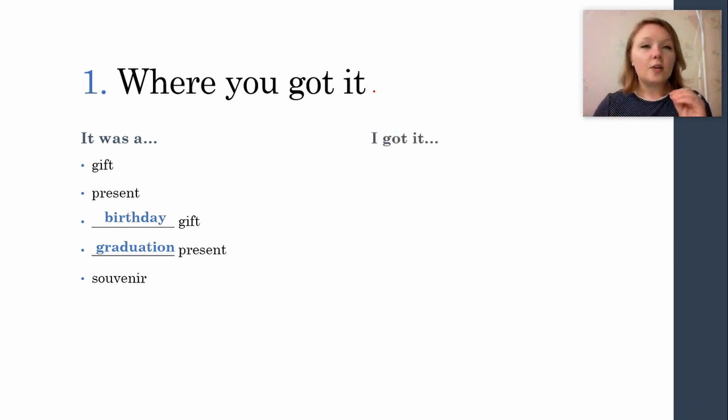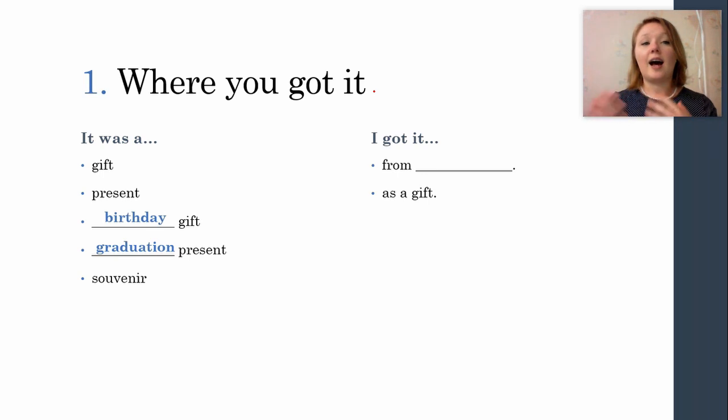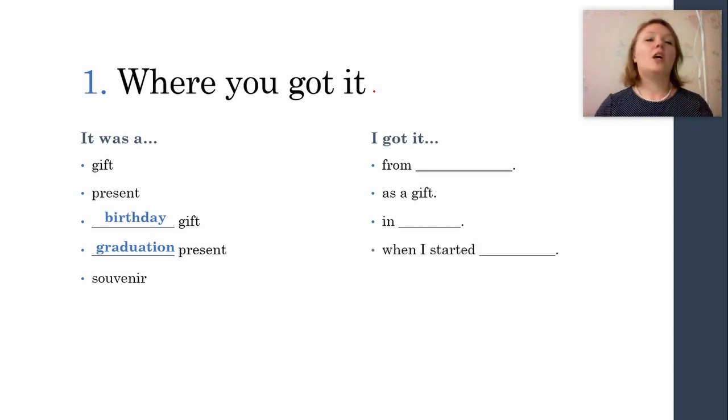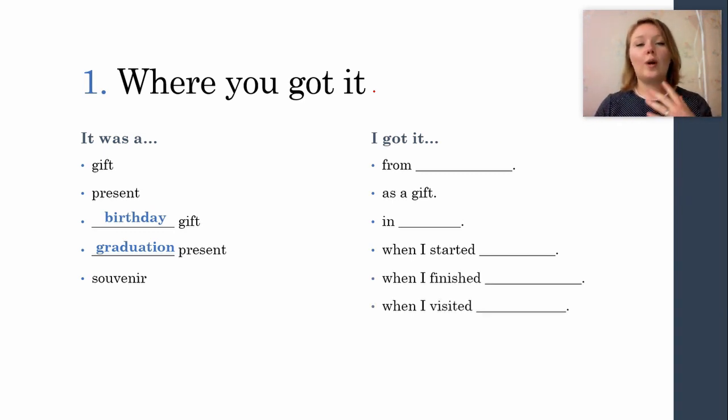We can also use sentences that start with I got it. Since we're asking where did you get it? I got it from a place. I got it as a gift. We can say that as well. I got it in a city or country. When I started, when I finished, or when I visited somewhere.